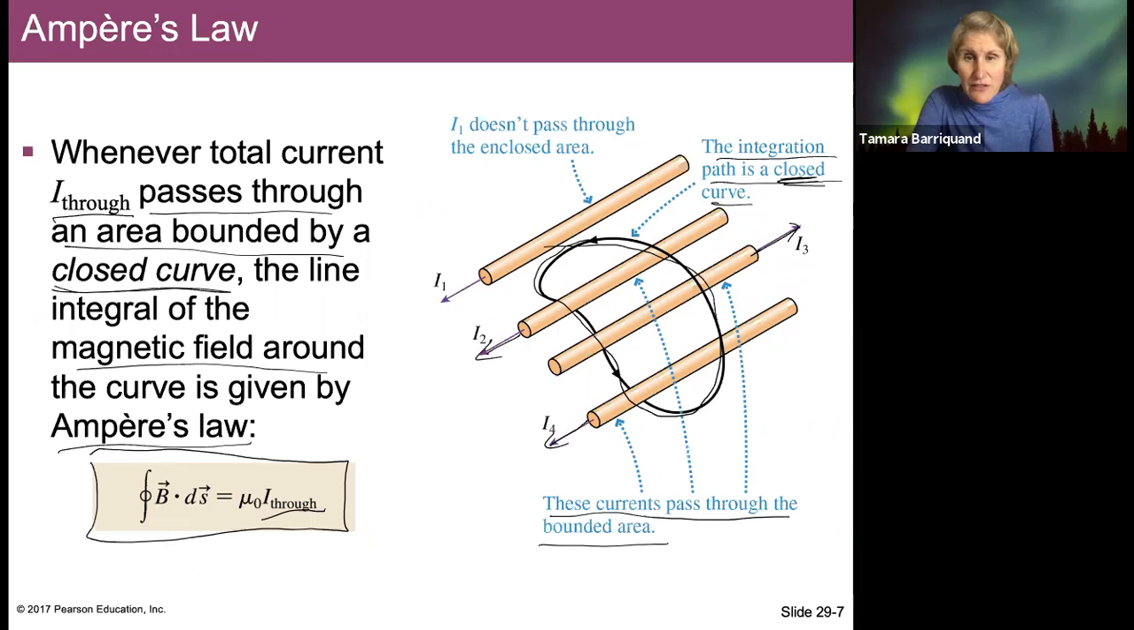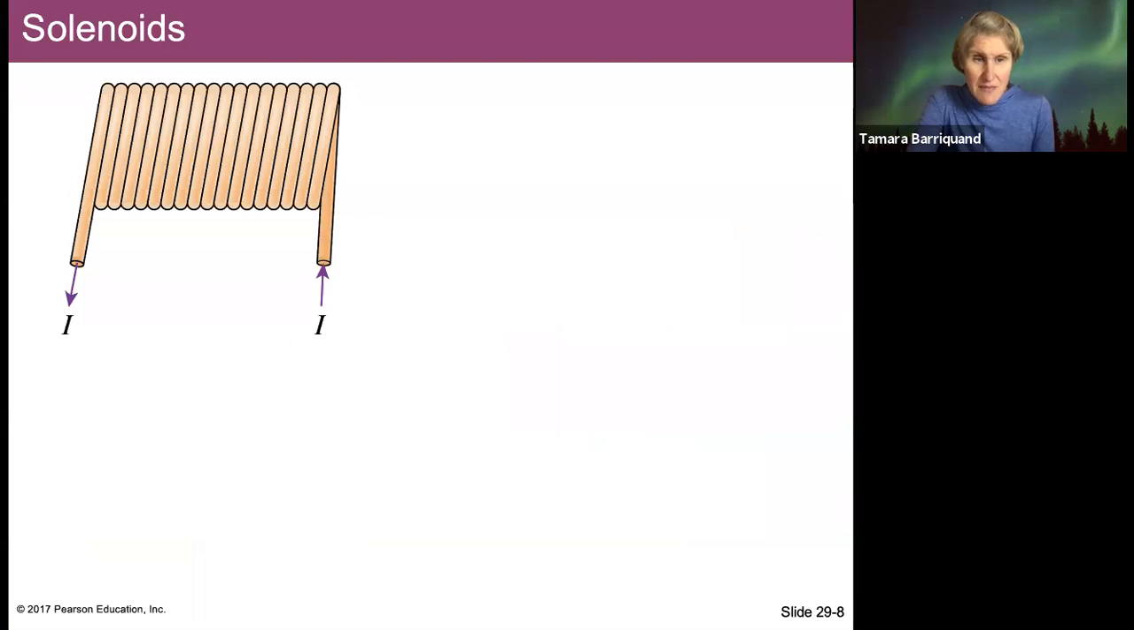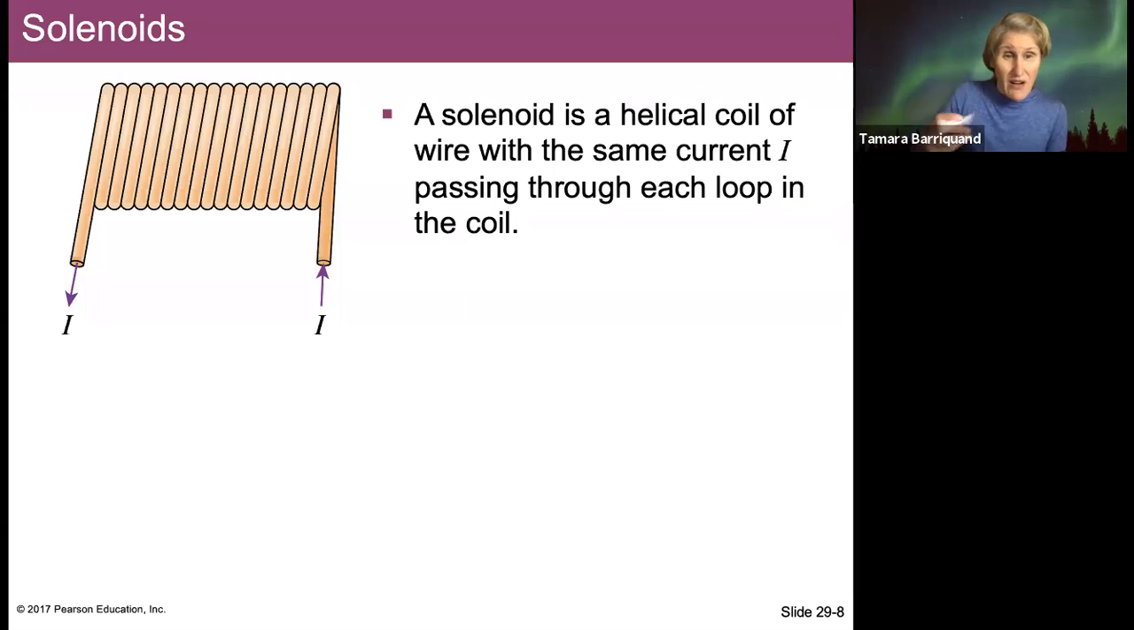All right, let's now look at a practical example, that of a solenoid. So this is an image of a solenoid, and we see that it is basically a helical coil of wire with the same current I passing through each loop of the coil. Here we see the current I going in on the right and coming out on the left, the way this one is drawn, and it's going through each of these coils. Each of those coils has the same current I going through it.